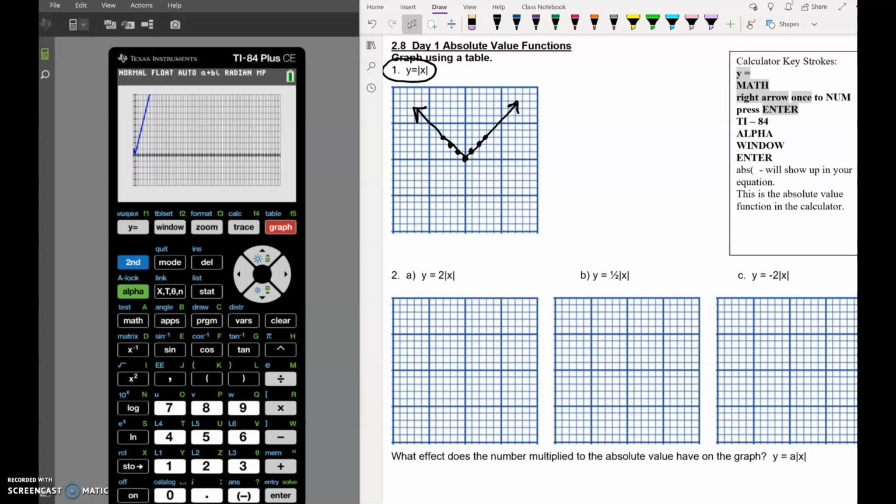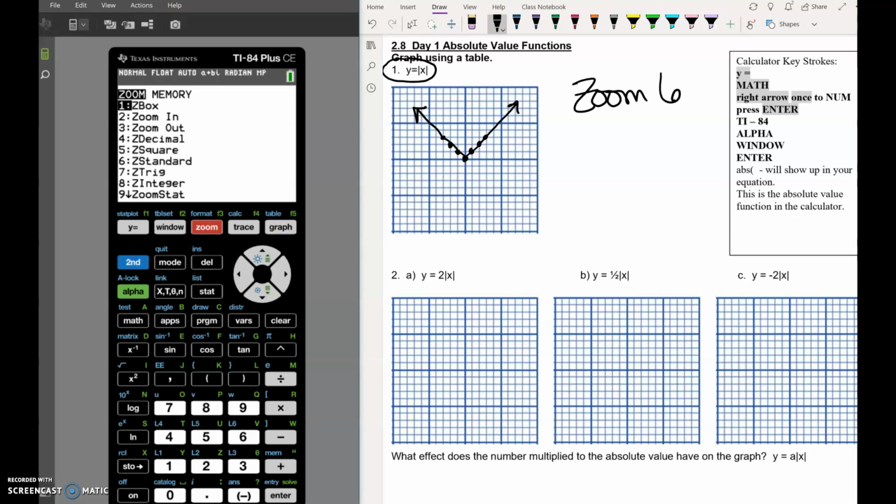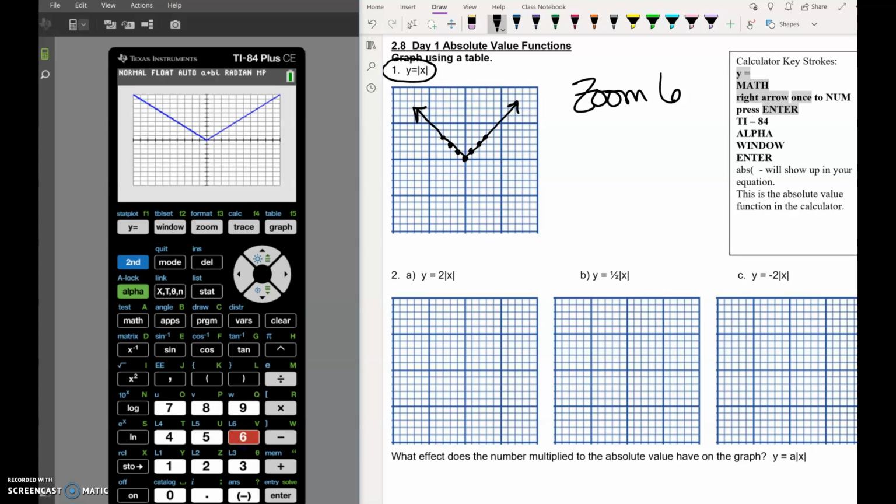What if you push the graph button and you look at the graph and you're like, this is not right? I want you to learn Zoom 6. This is called Zoom Standard. If you push the Zoom button, which is right in the middle under the screen, and then push number 6, option number 6 says Z Standard. Zoom 6 will reset your graph to a normal negative 10 to 10, negative 10 to 10 screen. So if you look at your graph and you're like, hold on, Zoom 6, that should fix things.